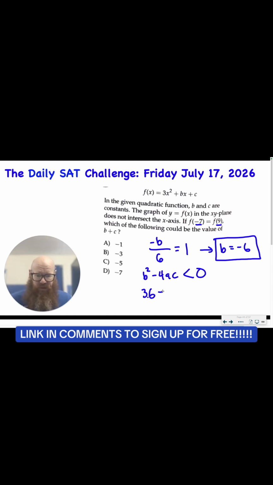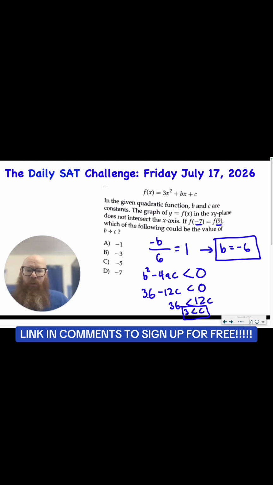a is 3, so I get 36 minus 12c is less than 0. Throw this on the other side: 36 is less than 12c. So therefore c is greater than 3. So I have really 3 is less than c, which means c has to be bigger than 3. And that's the best we can do here.